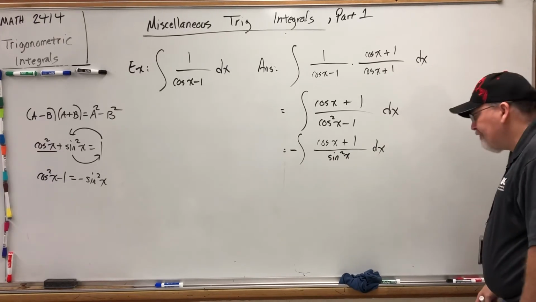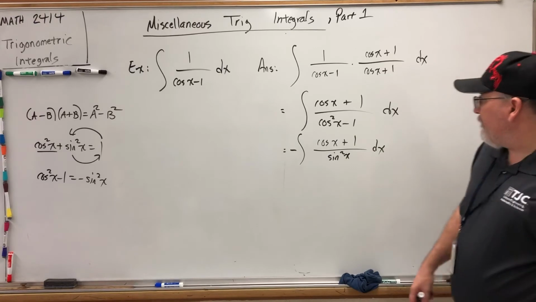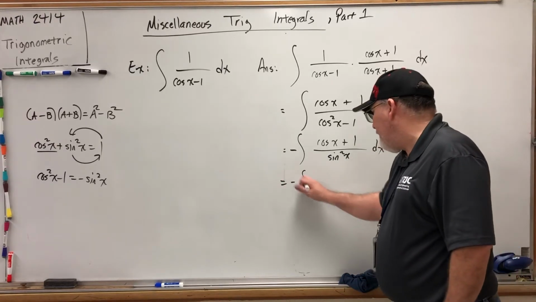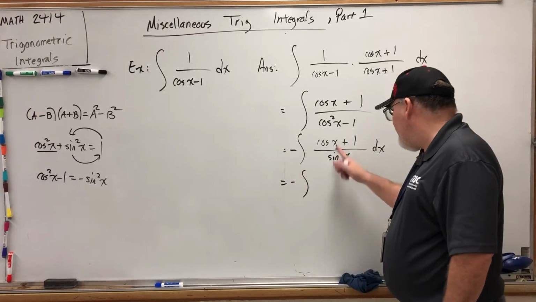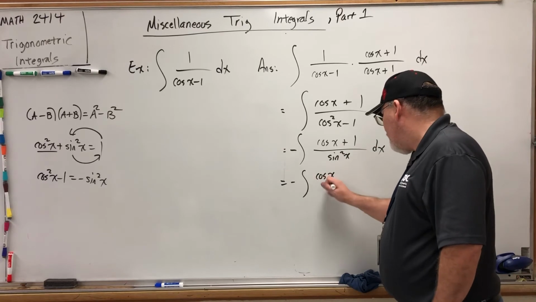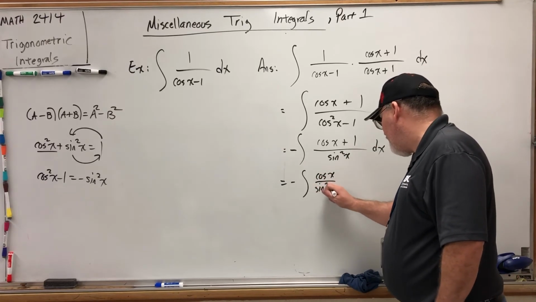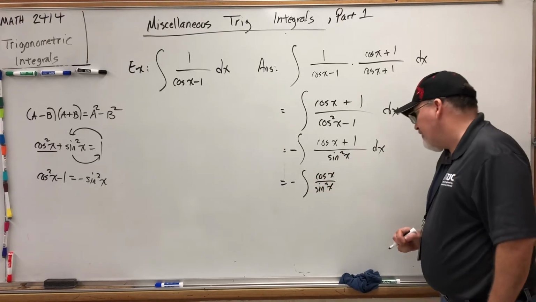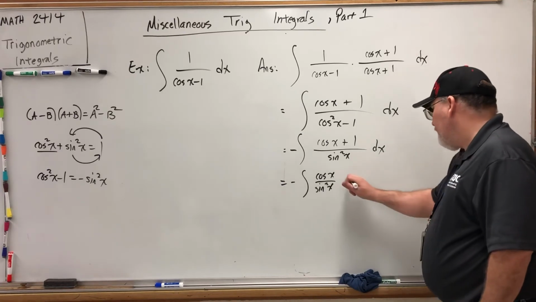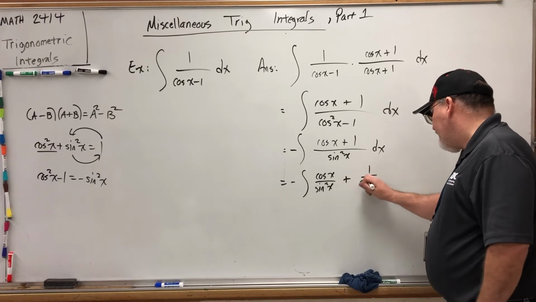Well, now what? Well, another strategy is to split a fraction into 2 fractions and clean it up. So cosine x over sine squared x. I think I know what I'm going to do there. I know exactly what I'm going to do there. Plus 1 over sine squared x.